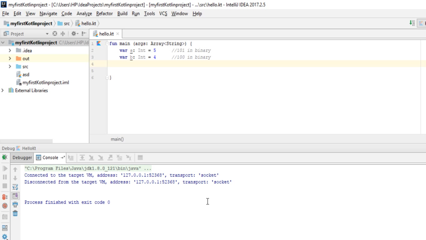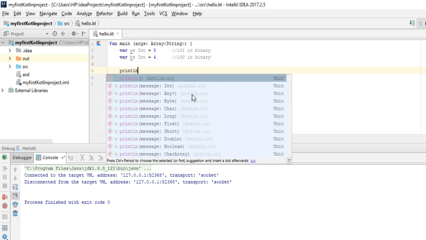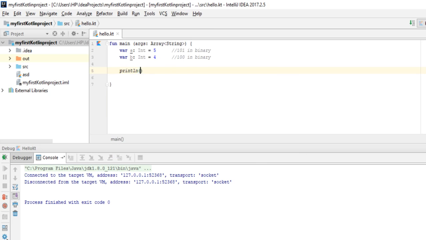Now here I have created two variables of integer type, a and b, and a contains 5, and in binary 5 equals 101, and b contains 4, and in binary 4 is 100. Now I am going to use the AND bitwise operator first. So I will write println, and I will simply write a and b.